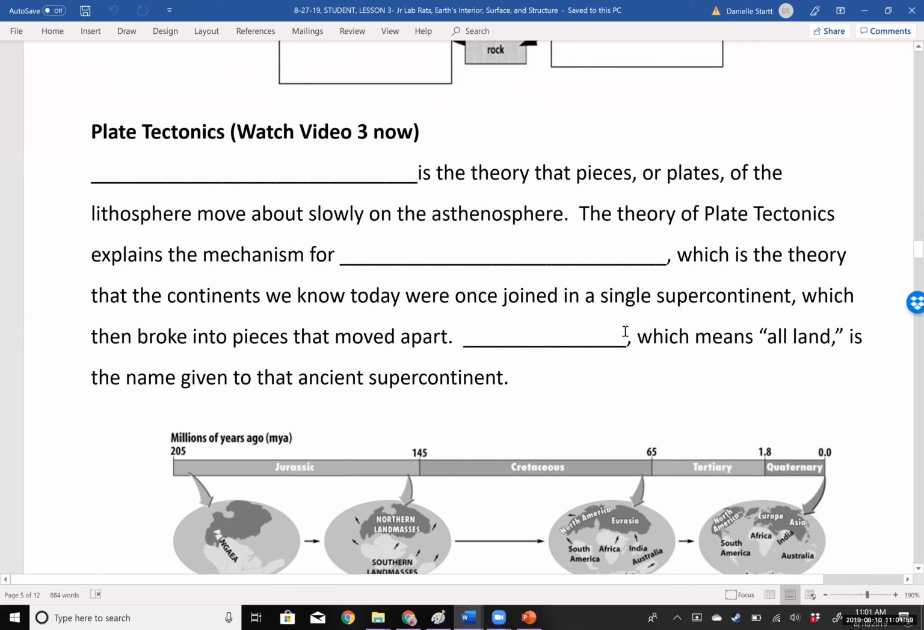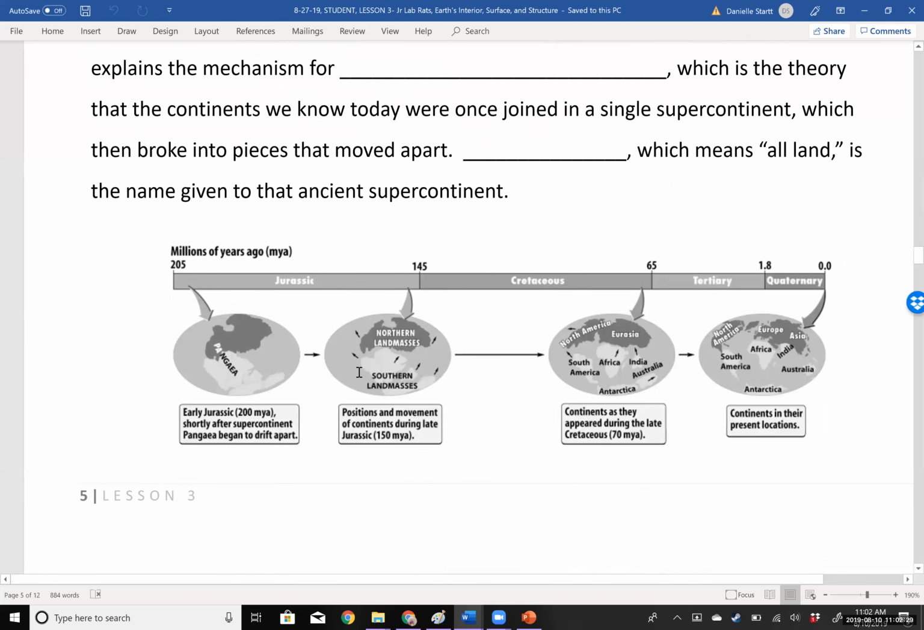Blank, which means all land, is the name given to that ancient supercontinent. So we once had an ancient supercontinent, it had a name. That's going to go here. So we want the name of the theory here that Earth's plates move about, and then that theory supports a mechanism for something else, which is another theory, that the continents we know have moved around and that they used to be joined together. So there's 1, 2, and 3 blanks here, and here's a really cool graphic.